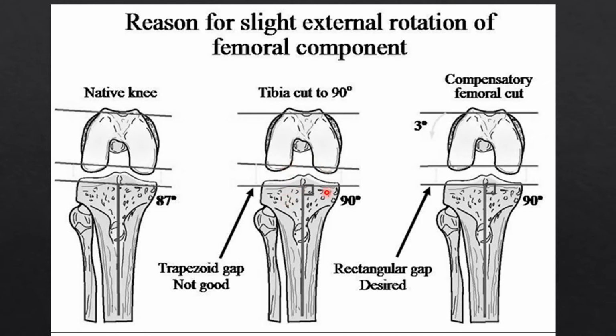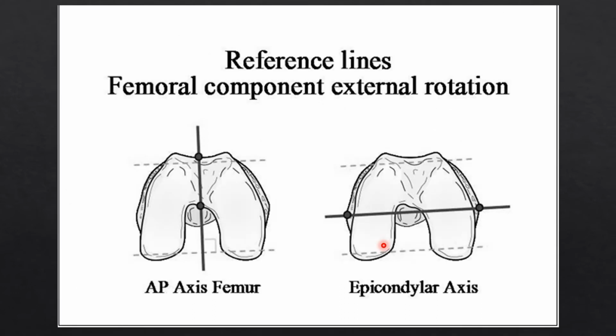That is not good. So we have to rotate 3 degrees with reference to the posterior condylar line to get the rectangular gap that is desired. This is the reason for the slight external rotation of the femoral component to get the rectangular gap.